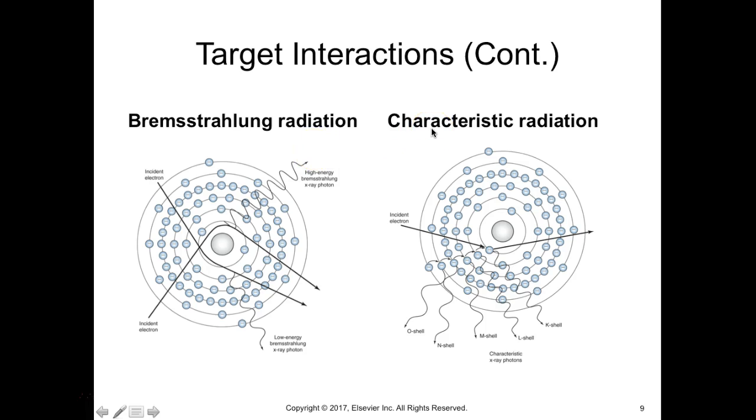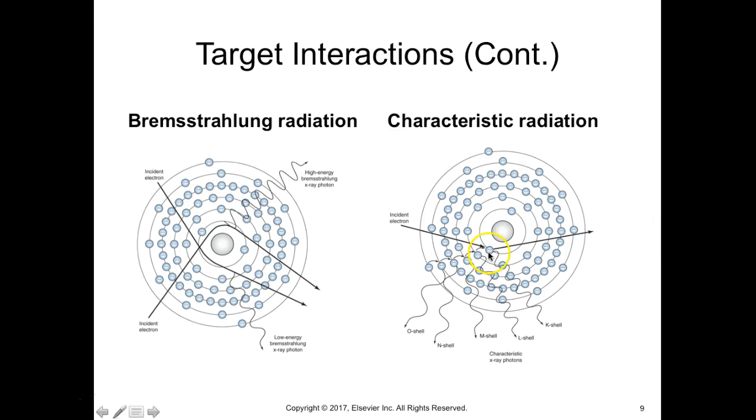So with characteristic, what happens is an incident electron comes in and interacts with the inner shell electron. So this is your K shell, L shell, so it keeps going K, L, M, N, O all the way out. So what happens is it knocks this K shell electron out.